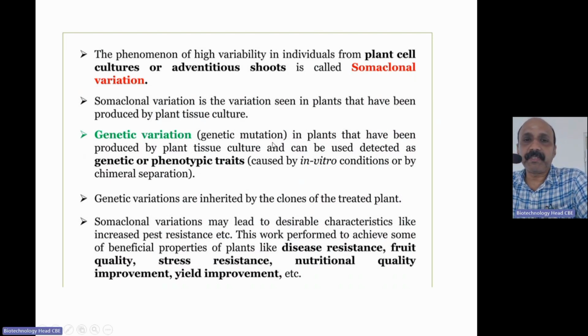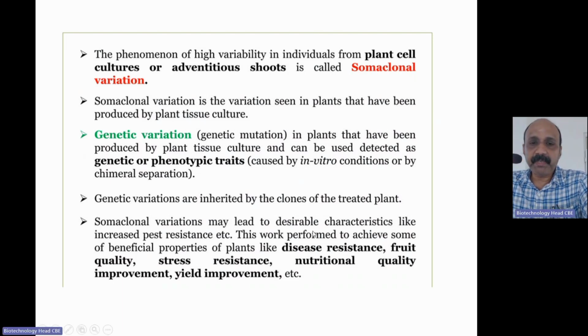So the genetic mutation in plants that have been produced by plant tissue culture can be detected as genetic or phenotypic traits caused by the in vitro conditions. The genetic variation is inherited by the clones of the treated plant. So whatever the genetic changes, they need to be transmitted to the next generation, right? We will see that there are two types: one is transmissible and the other is non-transmissible.